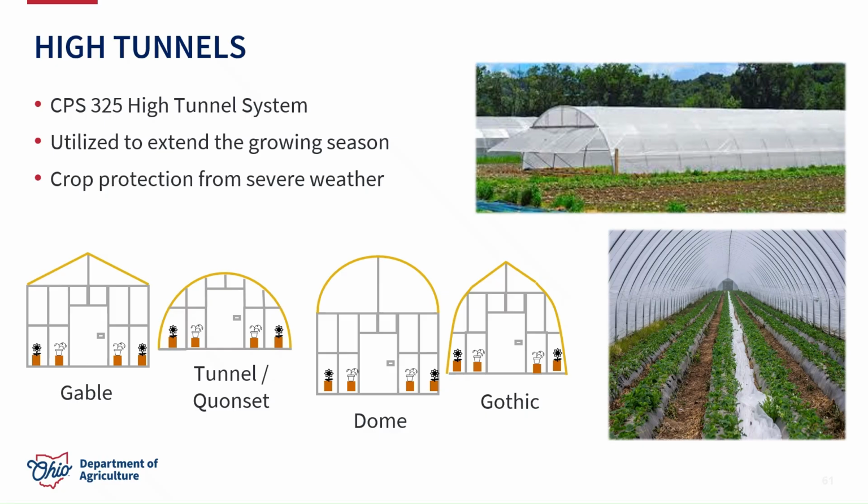A very common practice that we're going to be used with our micro irrigation designs in Ohio are high tunnels. Right, these high tunnels under Conservation Practice Standard 325 are utilized to extend the growing season of different crops that are being irrigated or grown in a garden setting, and protect them from any severe weather such as high winds or hail. So there's different types of high tunnels with different types of roof structures, such as gable or tunnel slash Quonset structures being probably the most common that I see in the field. And a lot of times the beds and micro irrigation system laterals will run down the length of the high tunnel.